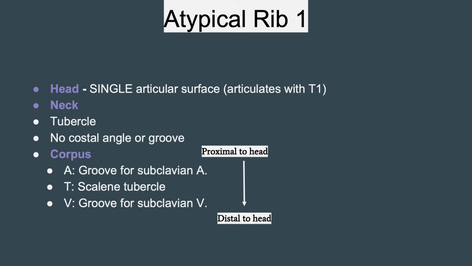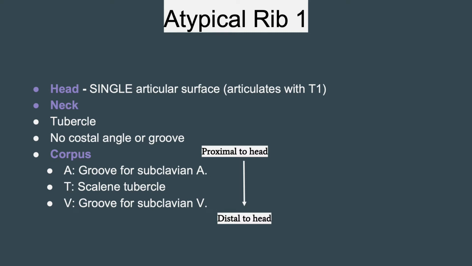Remember that on T1, you have that superior articular facet that articulates with rib 1, so rib 1 only articulates with a single vertebrae, which is why it has a single articular surface and no other features on the head. As far as the body goes, that's where you're going to want to know the features.